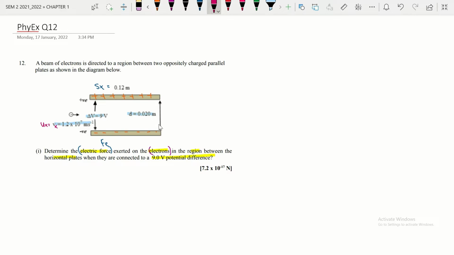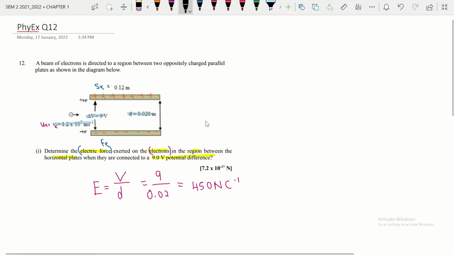But now the question asks us to look for the electric force. So kita tahu now kita ada case untuk two parallel plates. So bila untuk two parallel plates, kita boleh cari dia punya electric field strength pakai formula. Electric field strength equals to potential difference divided by the distance between the plates. Where awak dah tahu potential difference dia adalah 9 volt dan distance dia adalah 0.02. When you press the calculator, you will get 450 Newton per Coulomb. Ataupun lagi satu unit dia, awak boleh tulis dia sebagai 450 volt per meter.